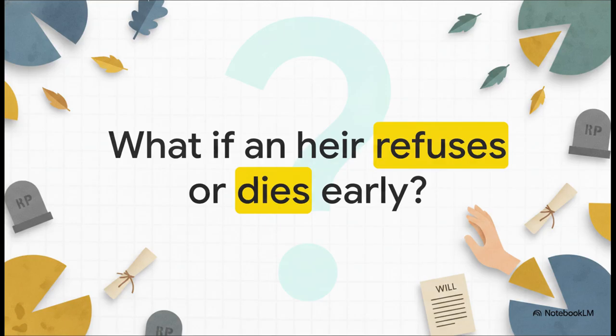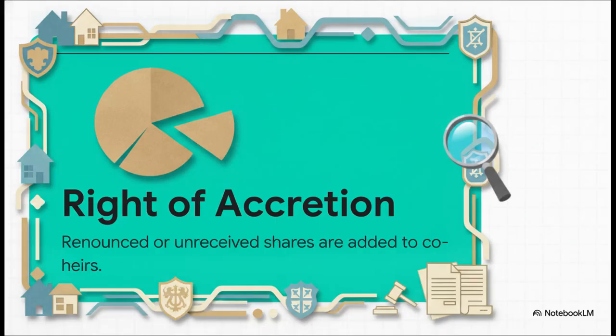So, what happens to those slices of the estate pie that are left behind if someone refuses their share or dies before the testator? Well, thanks to the right of accretion, that abandoned slice of the pie doesn't just vanish into thin air, and it doesn't go to the state either. Instead, it's immediately added or incorporated into the shares of the remaining co-heirs. The law really prefers to keep the property consolidated among that originally designated group of successors.